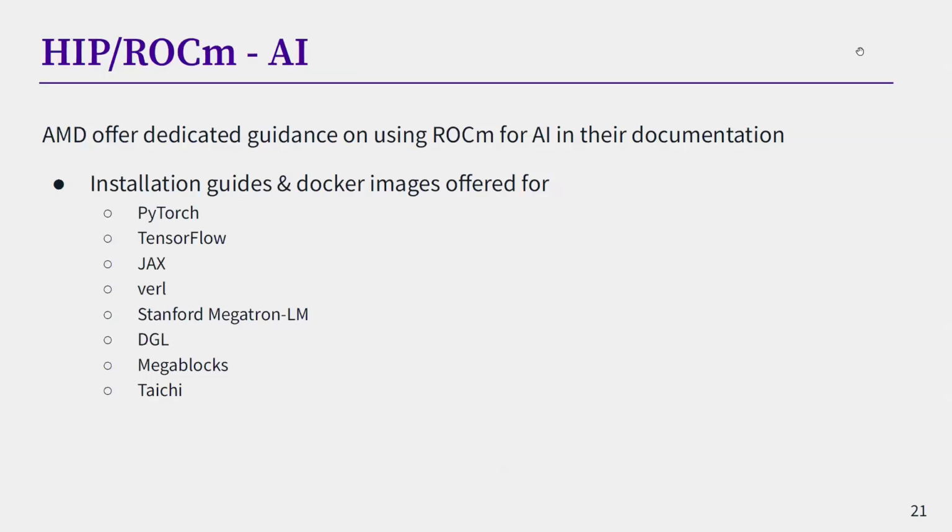So in terms of AI, again, there's Docker images provided with ROCm setup and configuration appropriate for quite a lot of common AI toolkits. So it's quite easy to get started with. I didn't have a chance to play around with these, but they do exist.